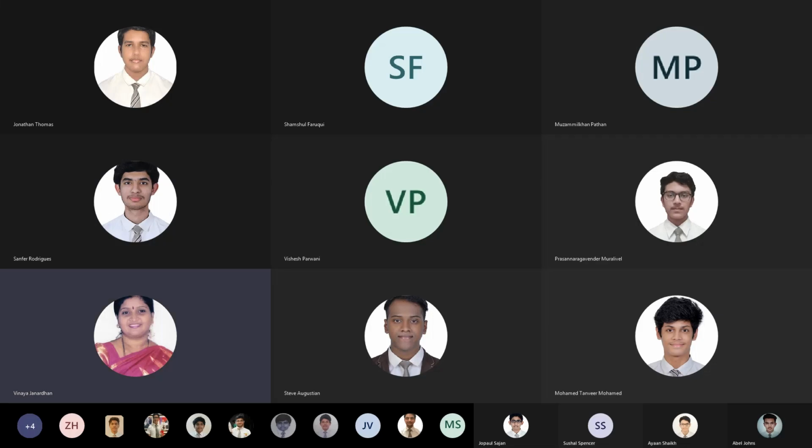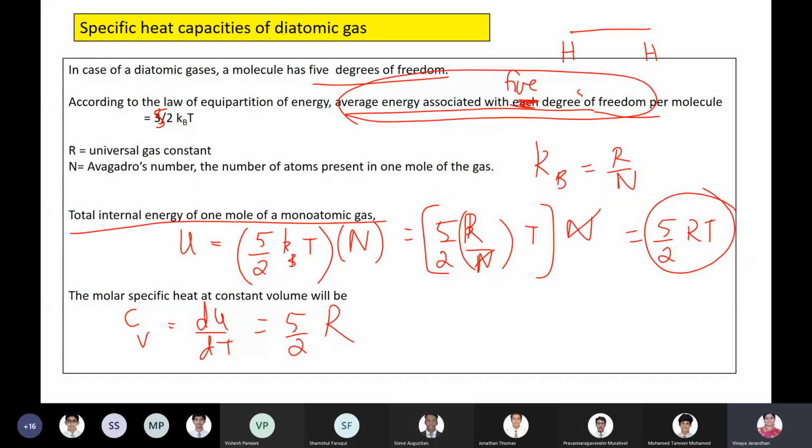So it has 5 degrees of freedom, which means this hydrogen diatomic gas, this hydrogen molecule, can move as a whole. The two hydrogen atoms as a whole can move along a straight line path, either along X, Y, or Z. It has these degrees of freedom, and it can rotate about a perpendicular axis, at the same time about its own axis. So 2 degrees of rotational freedom. So totally it will have 5 degrees of freedom.